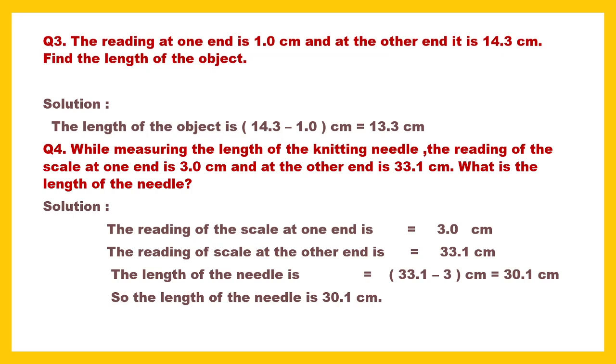A similar type of problem is given here. While measuring the length of a knitting needle, the reading of the scale at one end is 3 centimeter and at the other end is 33.1 centimeter. It's exactly similar, only the quantity is different. On one side the measurement is 3 centimeter and on the other side it is 33.1. So the in-between length will be 33.1 minus 3 equal to 30.1 centimeter. So the length of the needle here will be 30.1 centimeter.